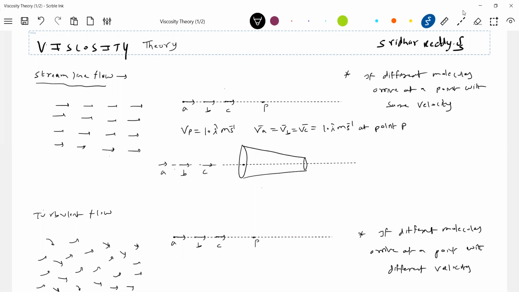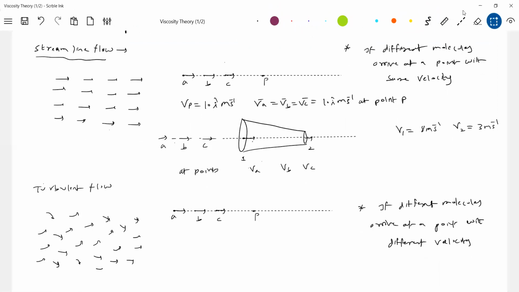What is the velocity of the liquid here at point 1, and this is point 2? So V1, say, is 8 meters per second, and the speed of the particle at 2 will be, say, 3 meters per second. They are arriving at point 1, so these are the velocities of the particles, VA, VB, VC.